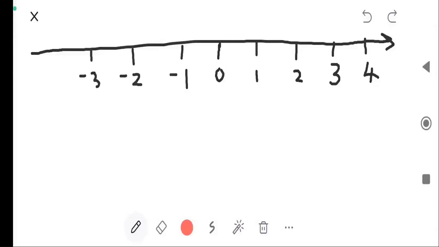Today we are going to learn how to compare integers. In this topic, I will teach you how to know which integer is bigger and which is smaller. Let's look at the number line.